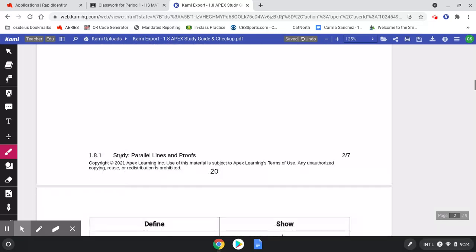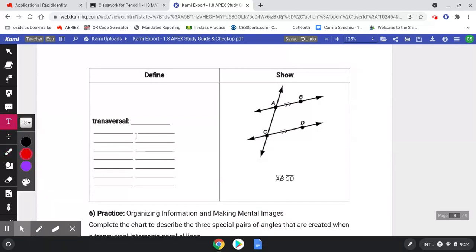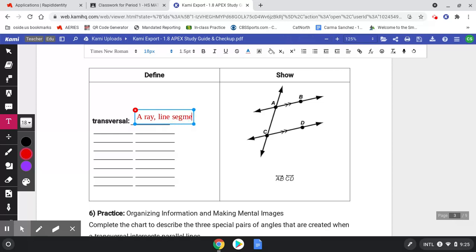In 15 words or less, define transversal. So the transversal is that line that goes through the two parallel lines. So let's say, how might you describe this? You might have searched it and found that it is either a ray, a line segment, or a line that crosses a set of parallel lines. I don't know, something like that. Did you search it and find something like that?